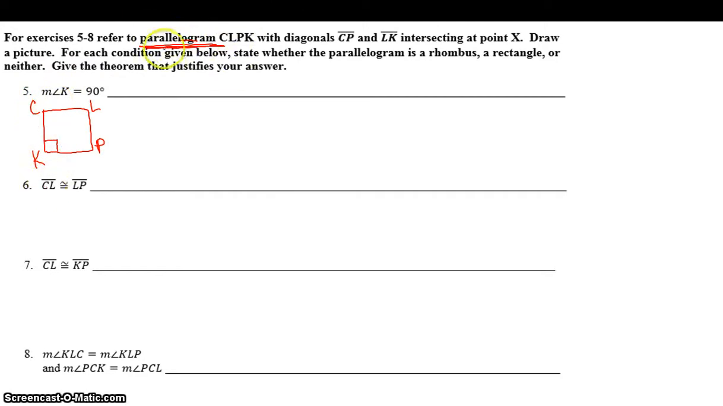Since they told us it's a parallelogram and I have one right angle, which one is this going to be? You should be saying rectangle. And then when you justify your answer, you would say because the parallelogram has one right angle.